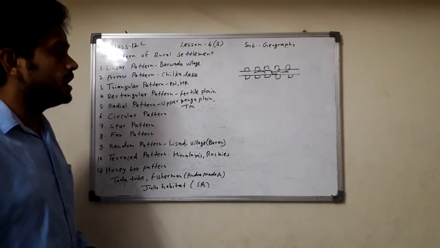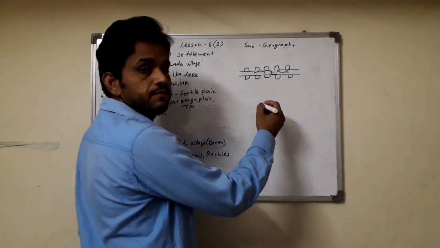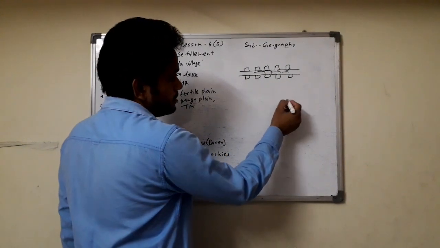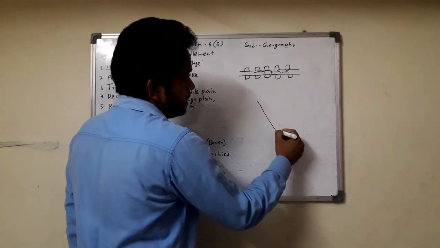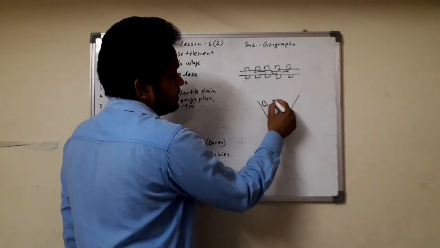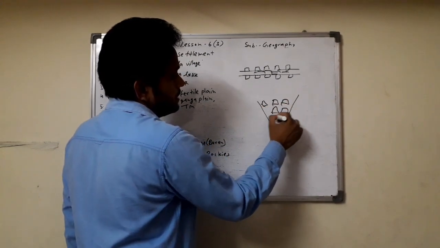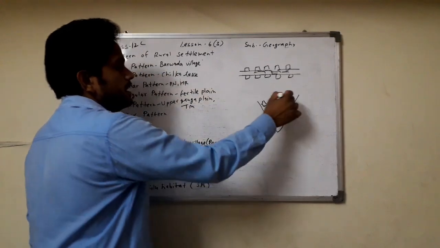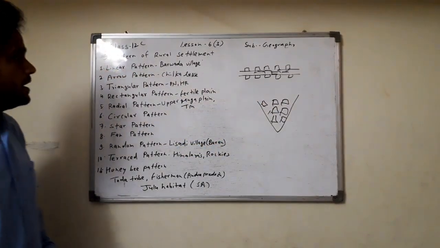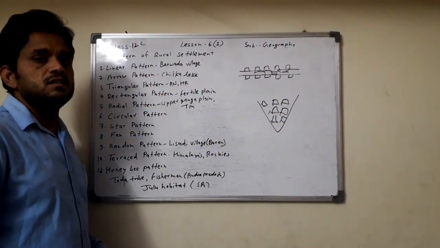Next is the arrow pattern. Think like this, here is an arrow, and the pattern develops like this. This type of pattern develops. The example is Chilka Lake.